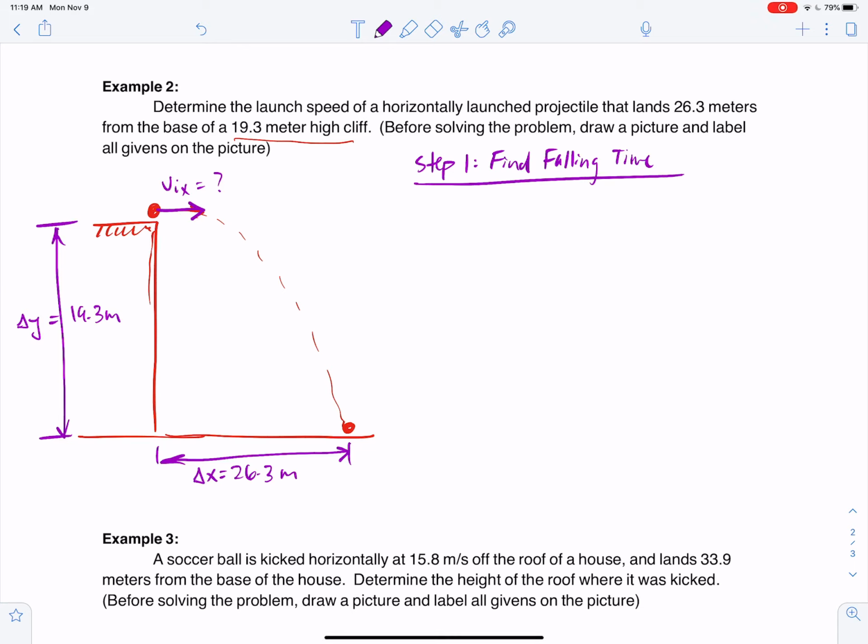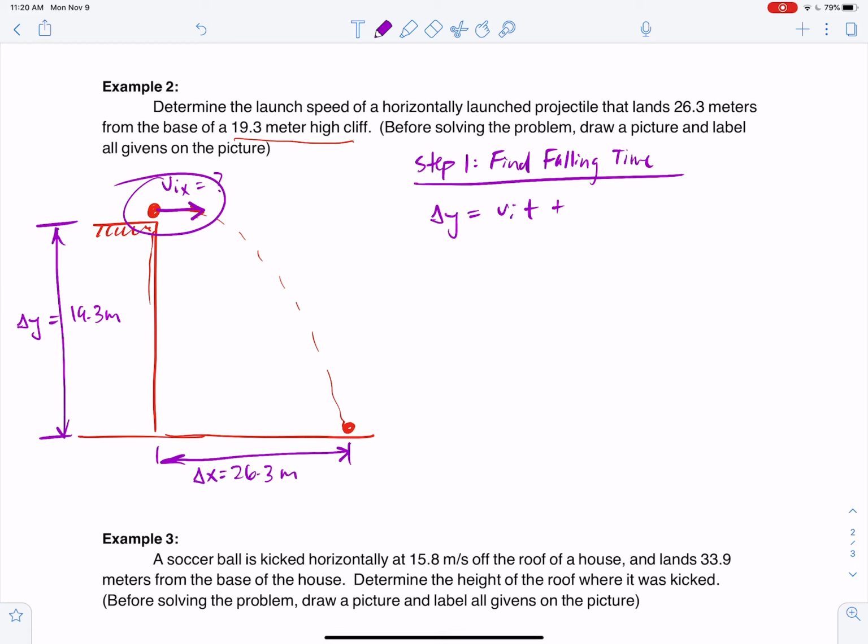Okay, so remember in projectile motion, projectiles are falling while they're being launched horizontally, while they're moving horizontally through the air. So the horizontal motion does not affect how long it takes to hit the ground. This particular projectile would reach the ground at the exact same time as if it was just dropped straight down. Okay, so we can ignore the horizontal motion and just focus on the fact that it's 19.3 meters above ground. And let's try this approach.